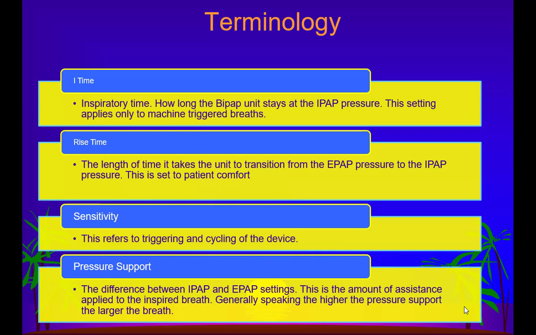And then what is pressure support? Pressure support is the gradient between the IPAP and EPAP. The higher the IPAP and the lower the EPAP, the more the pressure gradient. And the more the pressure gradient, the more tidal volume is delivered. So basically, it's like the pressure support ventilation that you have in your invasive ventilators.